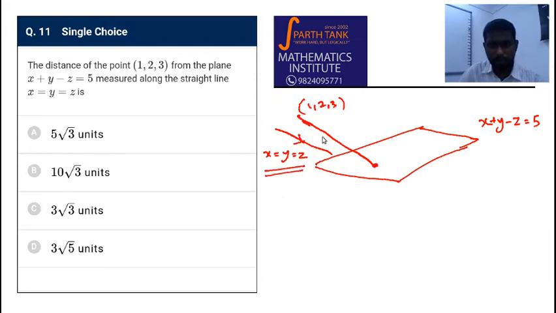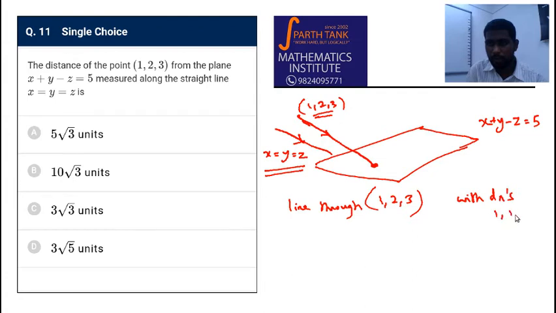So the idea is simple. You find a line parallel to this passing through this point, and then find the point of intersection with this plane, and then find the distance. See, the direction ratios are 1, 1 and 1. So the line through (1, 2, 3) with direction ratios 1, 1, 1 is going to be (x - 1)/1 = (y - 2)/1 = z - 3.